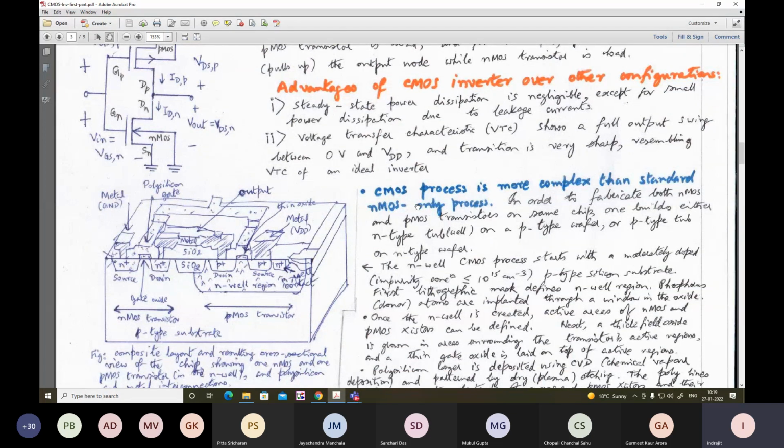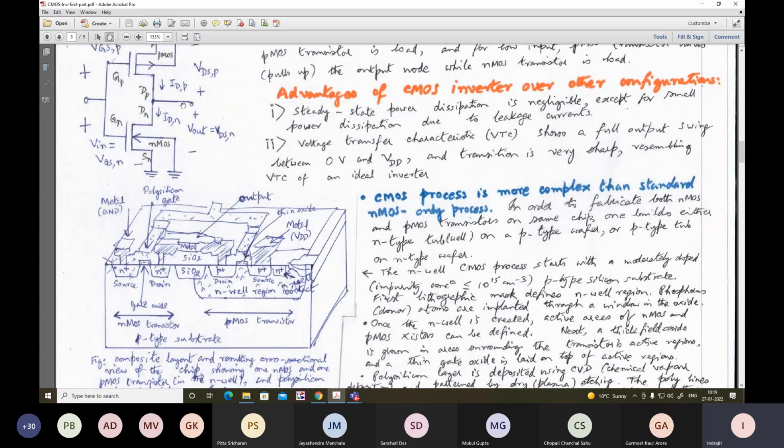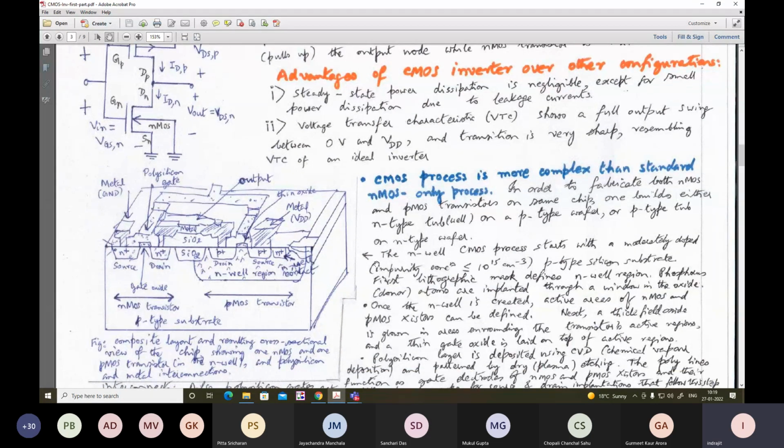Earlier we saw that both of the transistors were NMOS transistors, so the process complexity was minimum. You can have a fewer number of masks. But now with the appearance of the PMOS transistor in addition to the NMOS transistor, the fabrication process assumes some complexity. Let us quickly look into this. We shall not go into deep details, however.